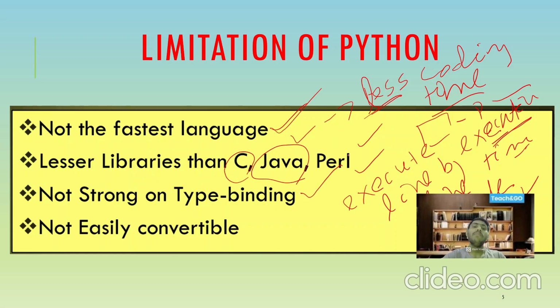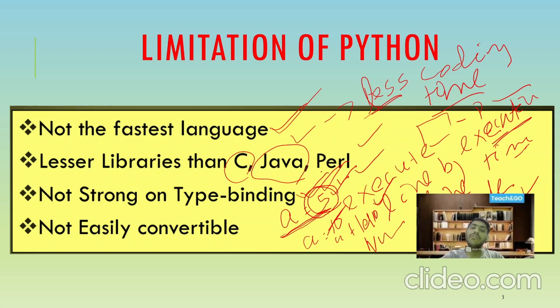Not strong on type binding. So what is type binding? It is not very strong on catching type mismatch issues. For example, if you declare a variable as an integer but later store a string value in it. Suppose you have taken a equal to 5. So what value does it hold? An integer value. Later you assign "hello world", and you can see the value changes.